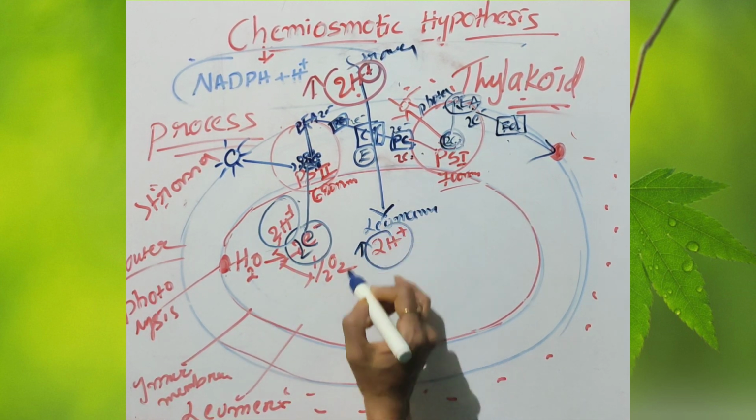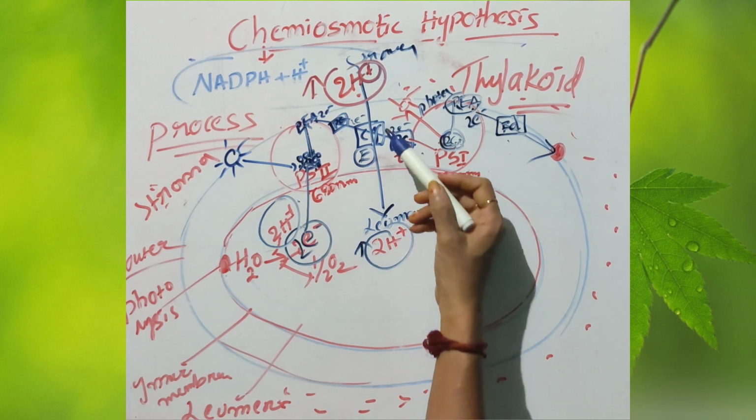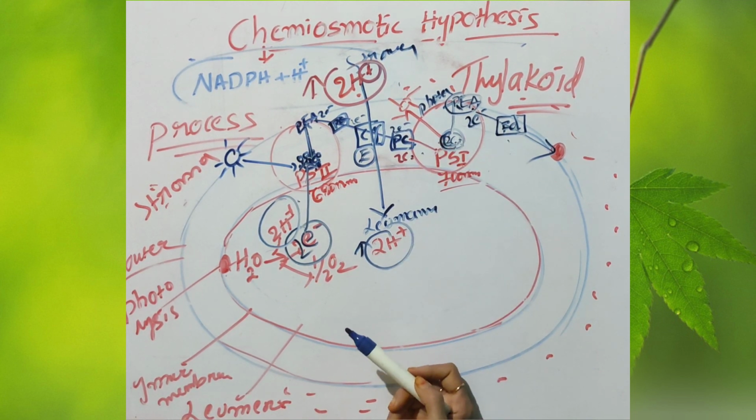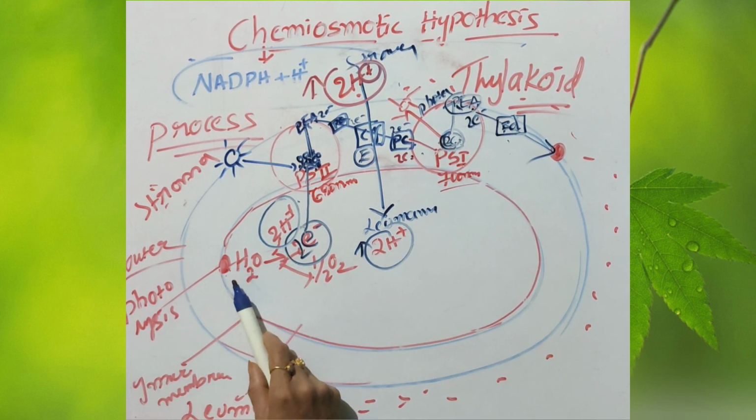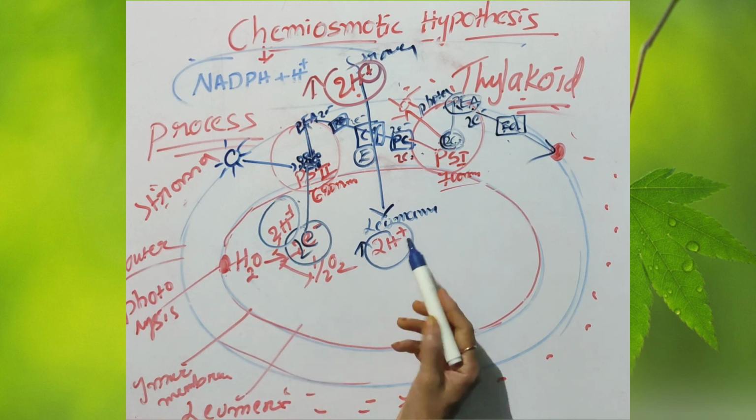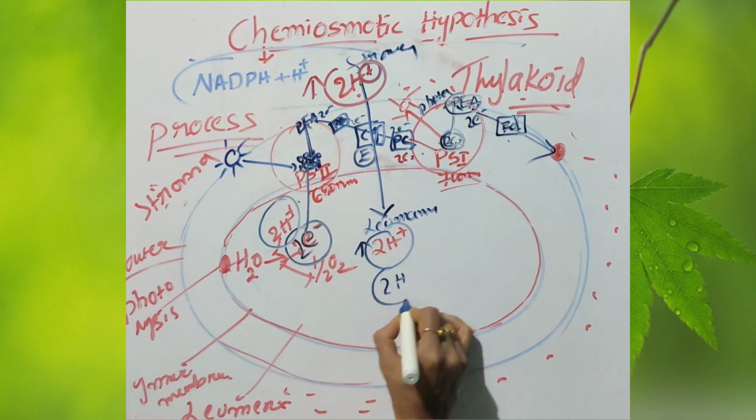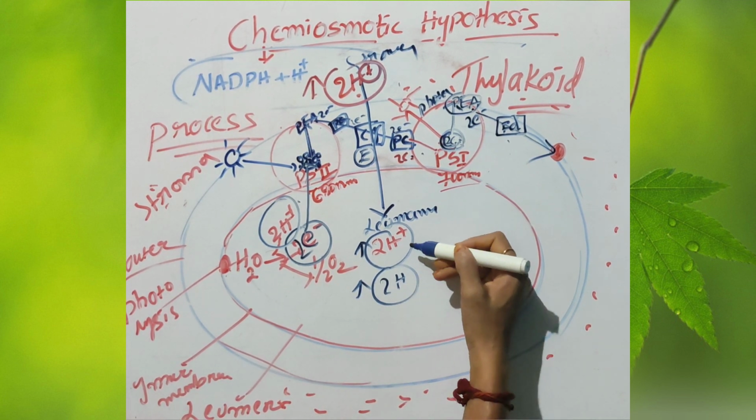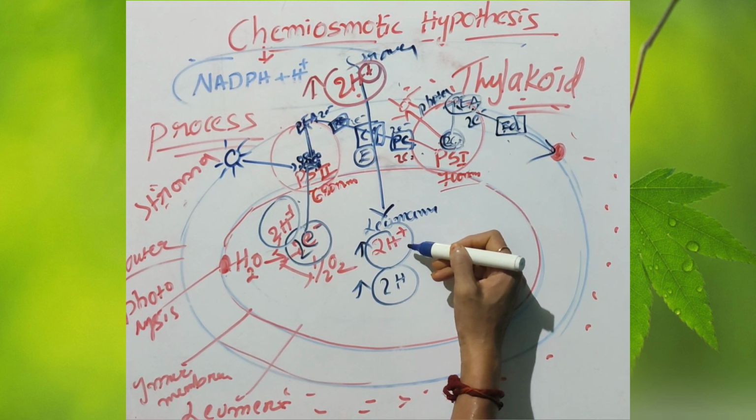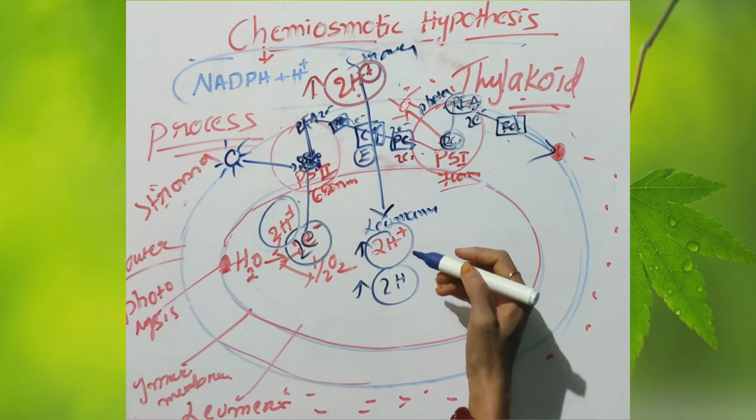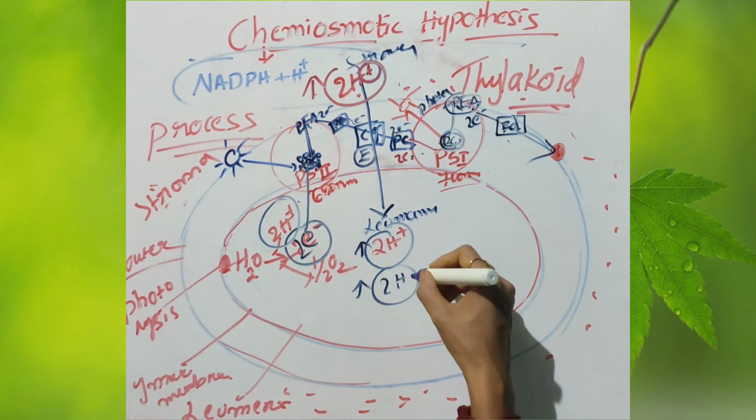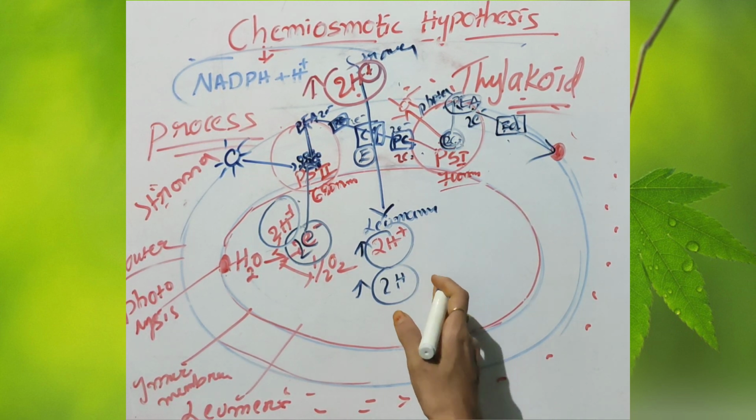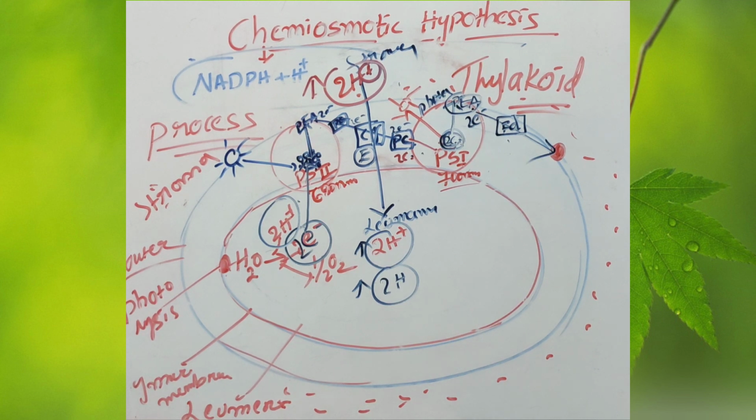So, one proton source is at the cytochrome complex. The second proton source is the splitting of water molecules. Gradually the proton concentration increases in the lumen of the thylakoid. This high concentration of protons is very important for the transportation of protons from the lumen back into the stroma.